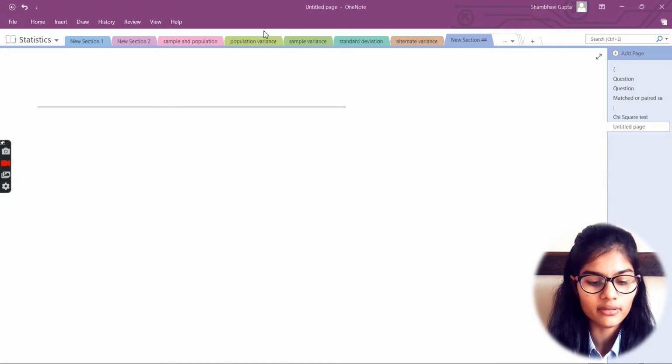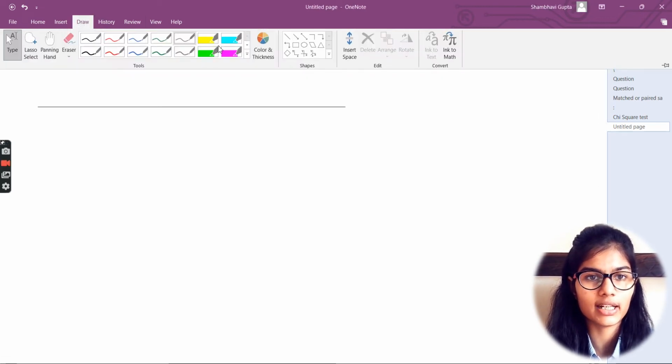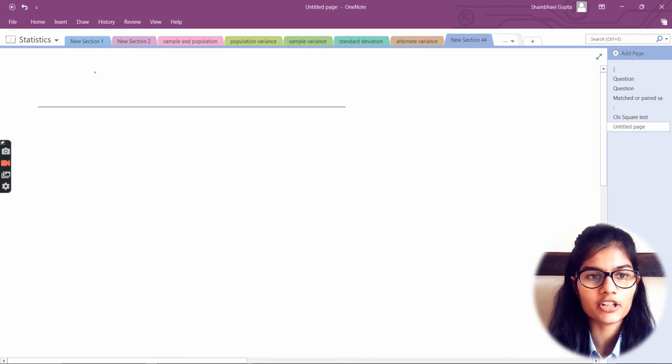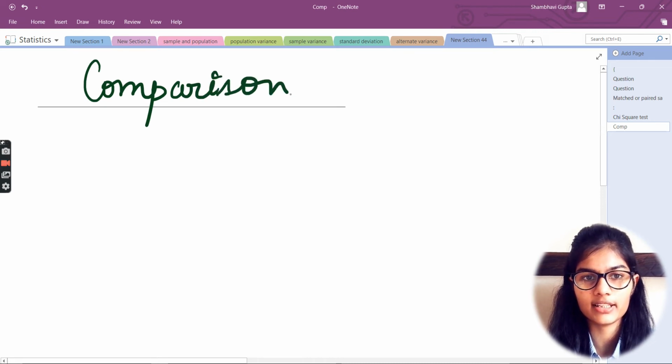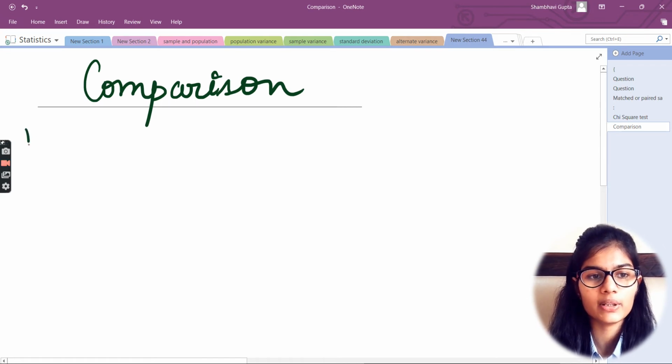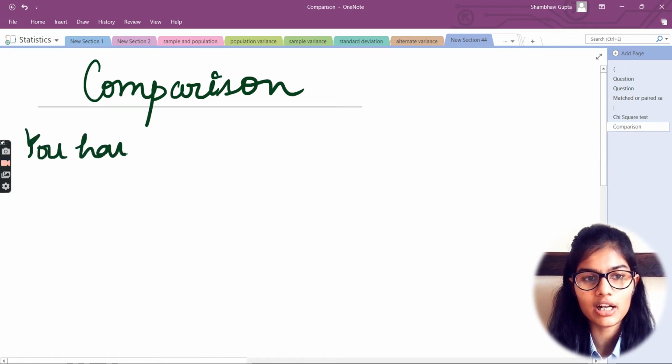So let's get started. I'll take a color so that I can start writing in a short while. Okay, here we go. I will put a simple heading, the comparison. I'll be comparing the chi-square test, going for goodness of fit, independence, and even homogeneity. Okay, let's get started. I will start writing the things as well.